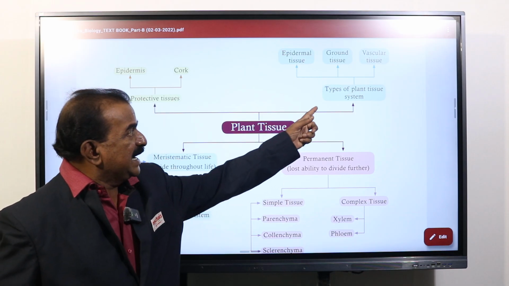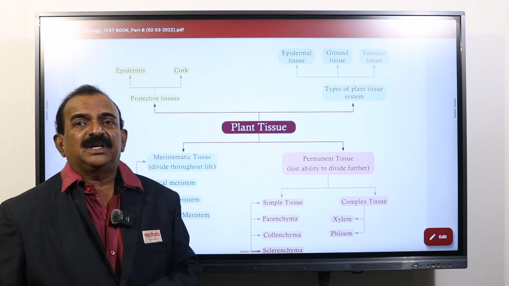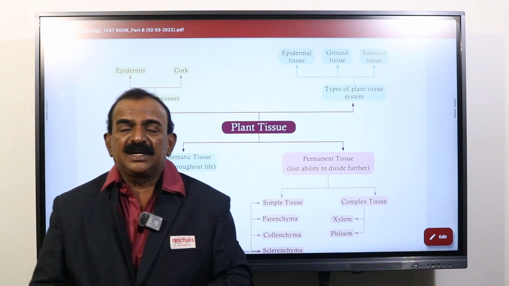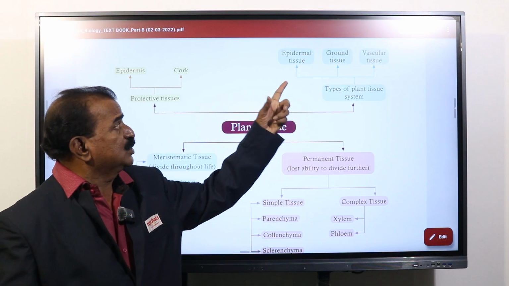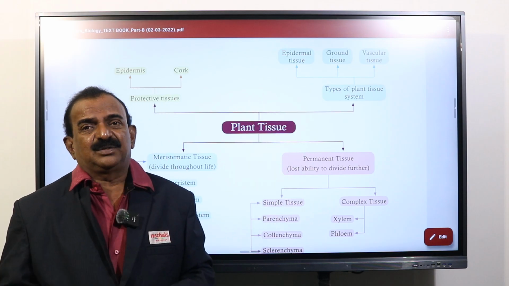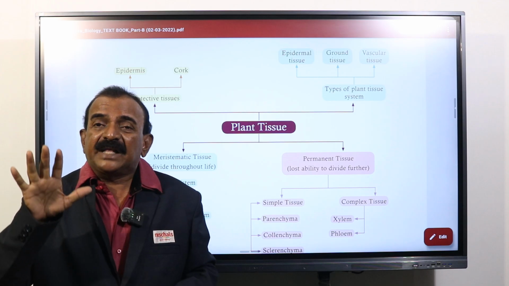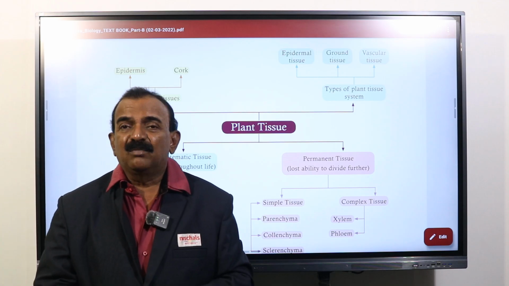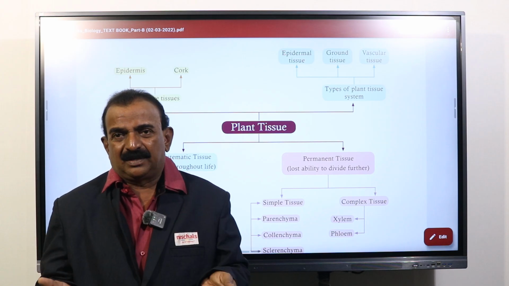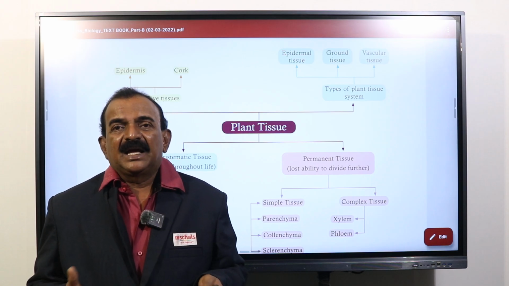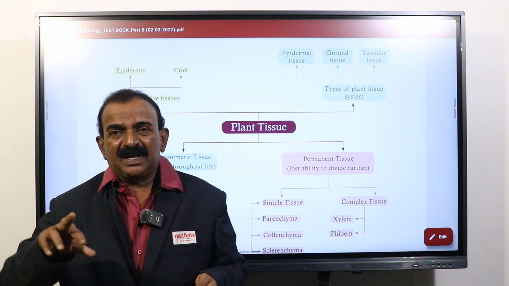And second, you see types of plant tissues. Here we are observing different types of tissues in plants, and there you see 1, 2, 3. Epidermal tissues are the tissues present on the outer part of the plant body, so they are called epidermal. Epi means outer layer, external layer, epidermal tissue.